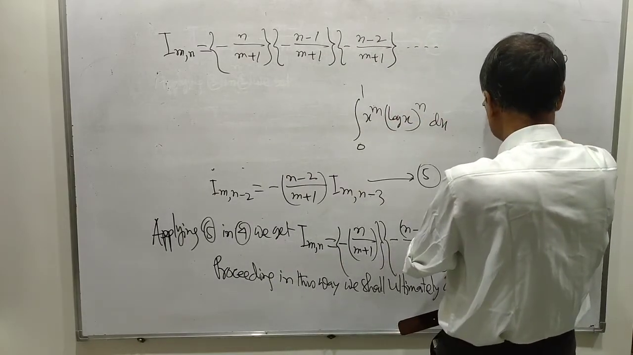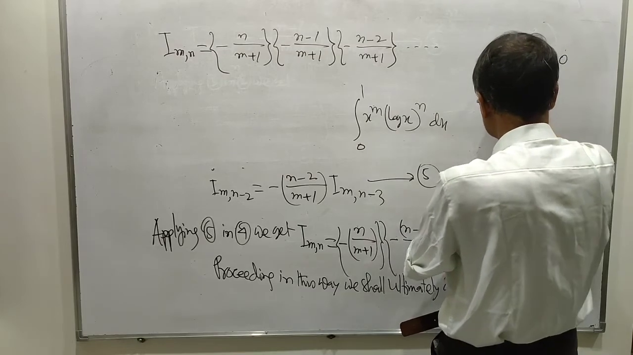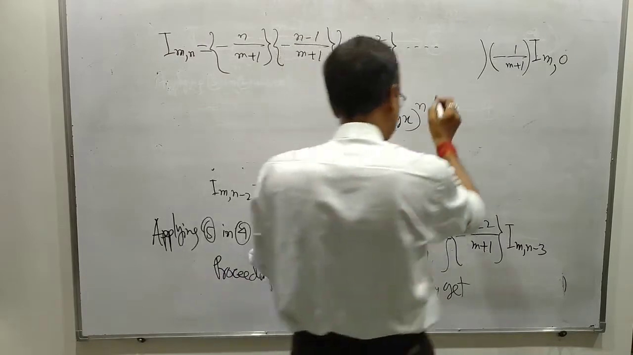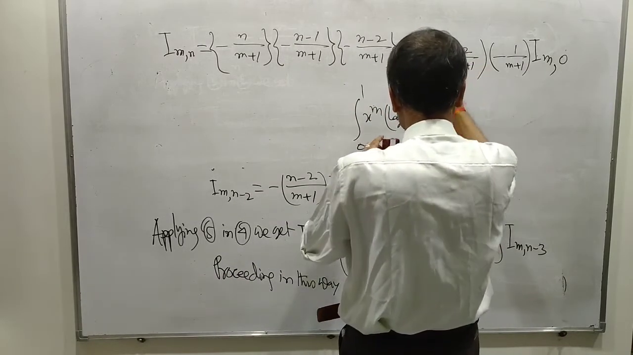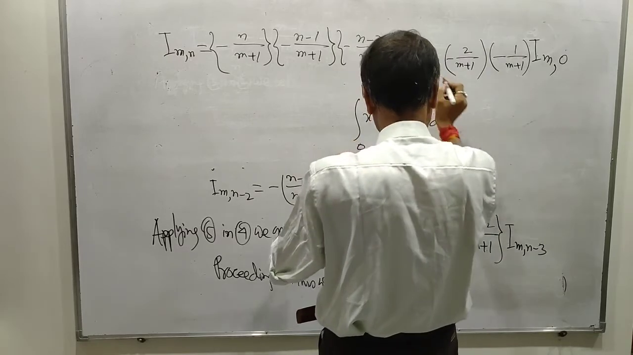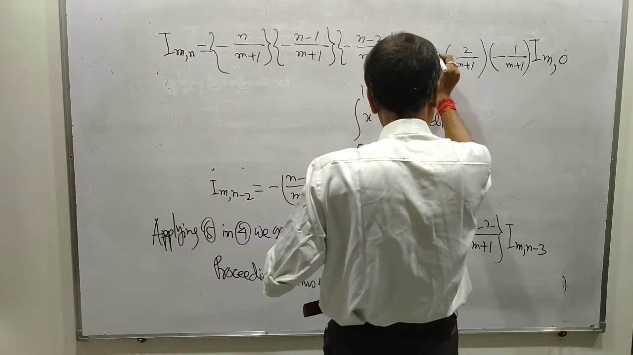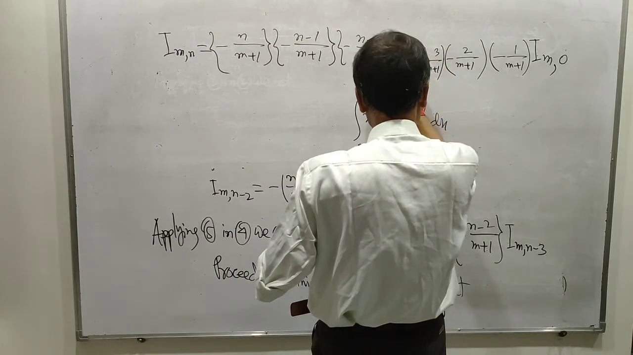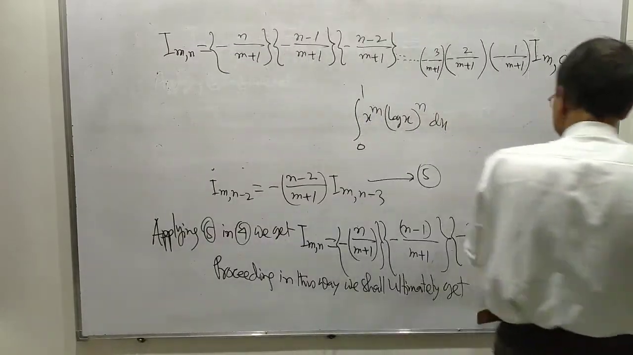You will get minus 1 by m plus 1, then minus (n-1) by m plus 1, then minus (n-2)... dot dot dot. Starting from this, you will get this.